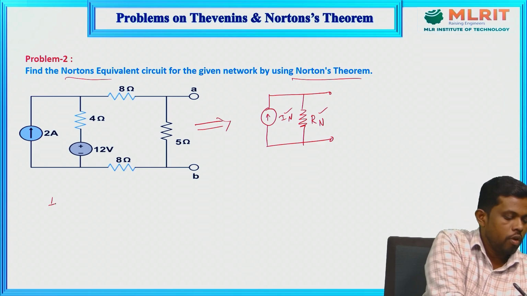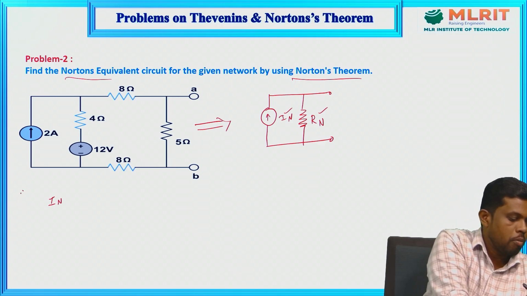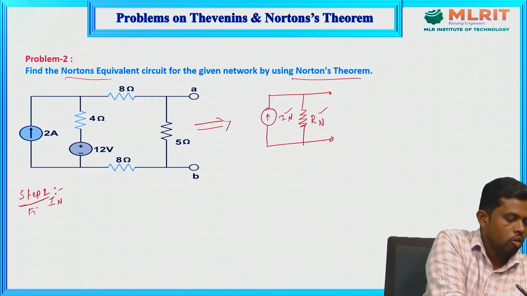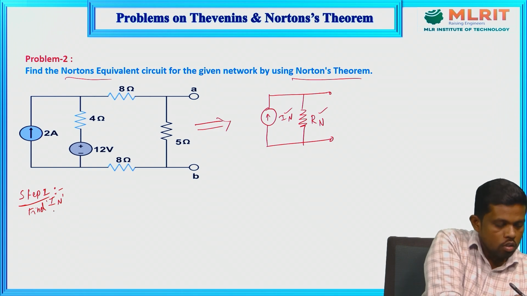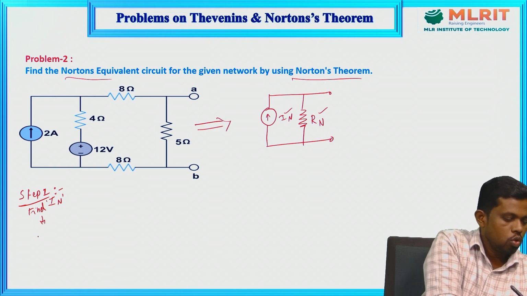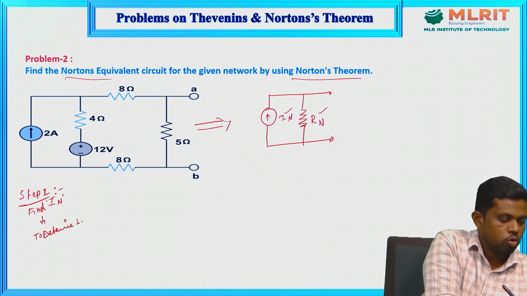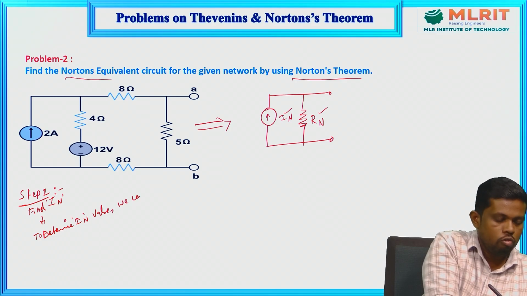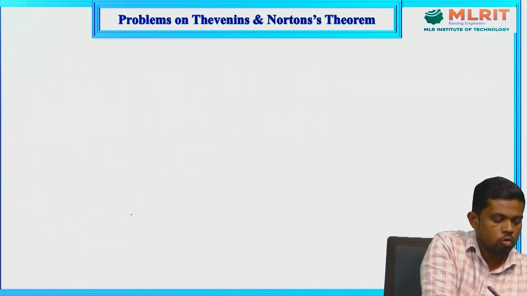First of all, we need to find the IN value. That is step number 1. How can we find the IN value? To determine the IN value, we can remove the load resistor RL, and the corresponding terminals are going to be short circuited.